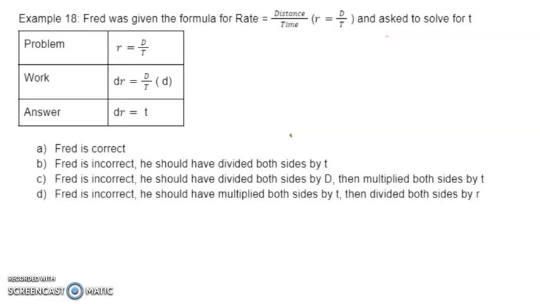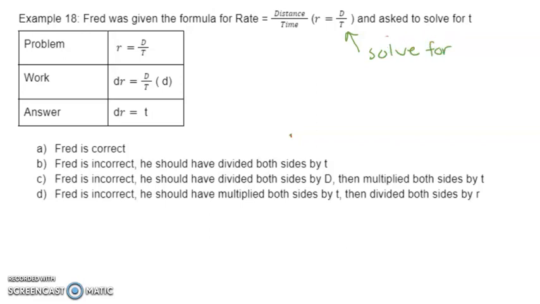So for example 18, we have Fred was given the formula rate equals distance divided by time, or R equals D divided by T, and he was asked to solve for T. So this is the variable that we want to solve for.